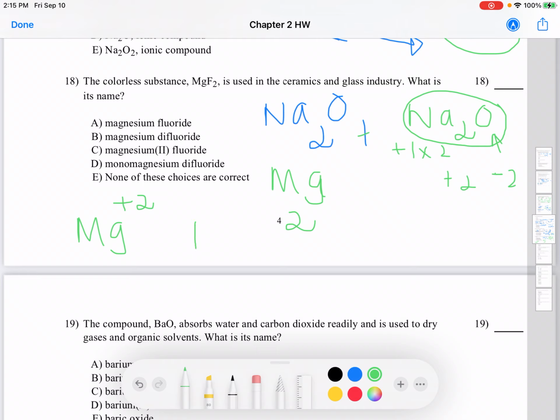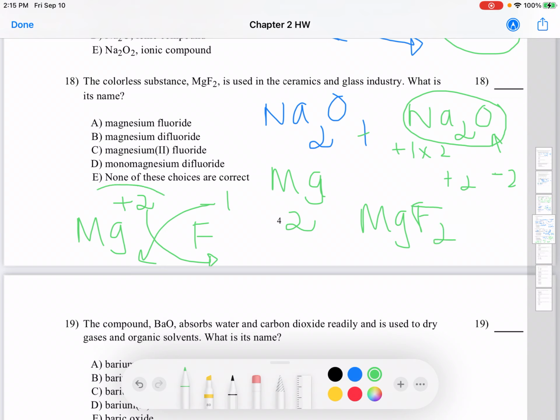And then the fluoride is in group 7 in your periodic table. So the group 7 elements, to resemble noble gas configuration, valence electron configuration, which is 8, would like to gain 1 electron. So the fluoride forms a -1 charge, right? So that's how you get the MgF2. So 2 goes here and 1 goes there. So that would be MgF2.